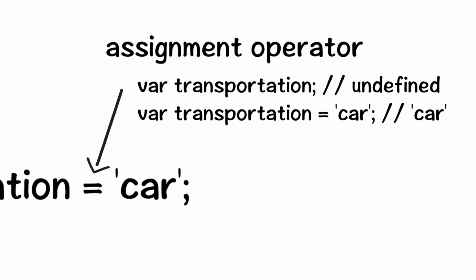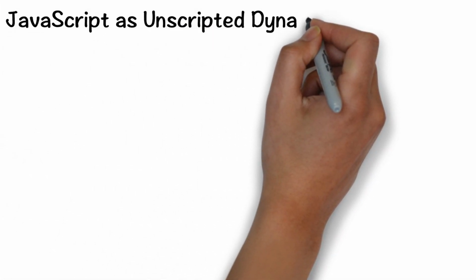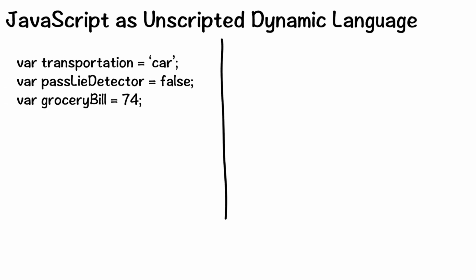Now let's close by looking at JavaScript as an untyped, dynamic language. This means that you don't have to define what the variable type is. You don't have to tell the variable transportation that car is a string. It knows it. You don't have to tell the variable passLieDetector that false is a boolean. It knows it. And you don't have to tell the variable groceryBill that it is a number. The JavaScript interpreter will know what to do with the value that you pass to it. This is called dynamic typing.